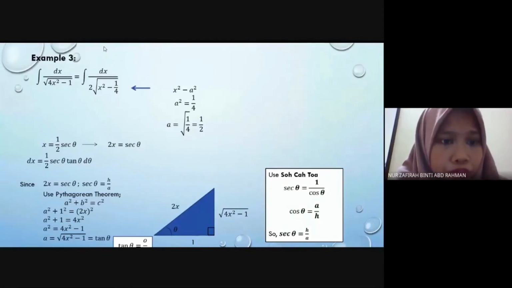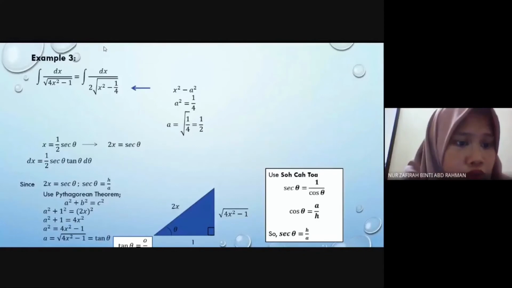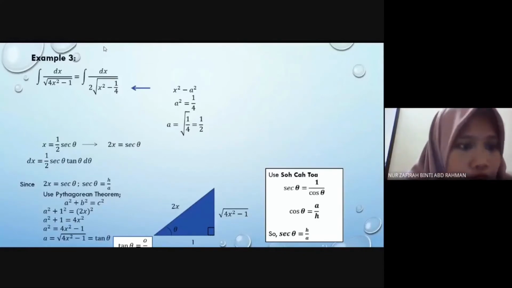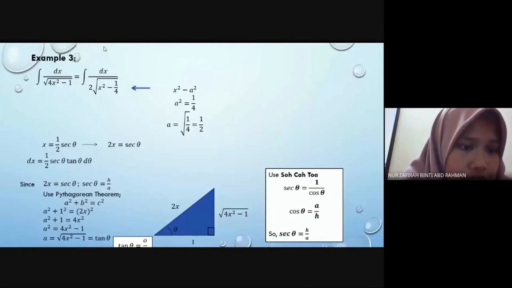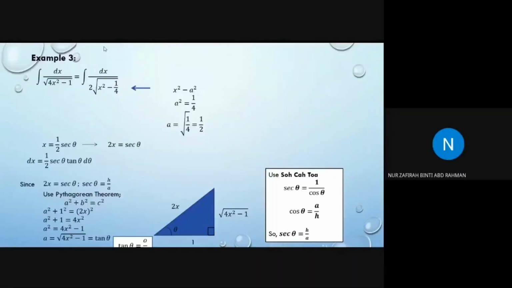So we get 2x equal to secant theta. And then we have to find the dx value, which means 1 over 2 secant theta tangent theta d theta. How we got the value is we just copy back the x value and integrate the 1 and integrate the secant theta, and then we got 1 over 2 secant theta tangent theta d theta.